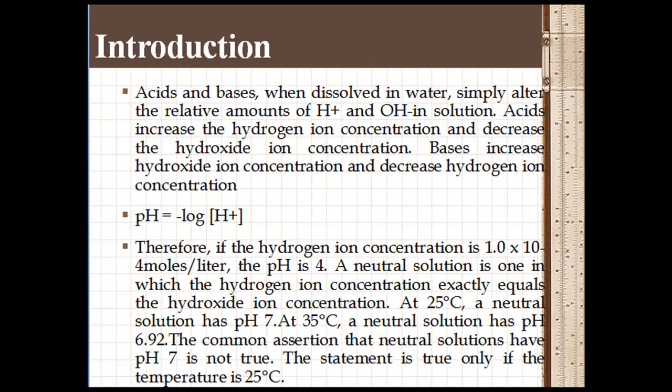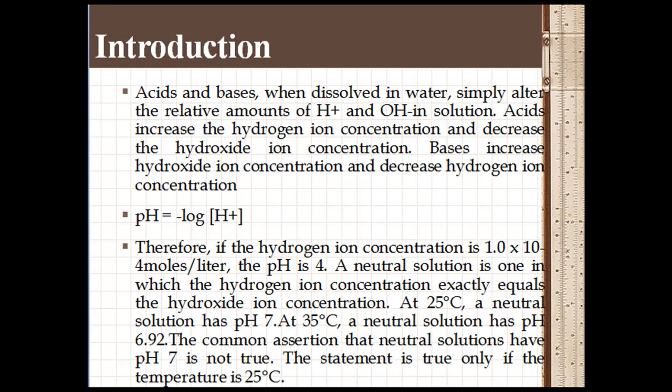Acids and bases, when dissolved in water, simply alter the relative amount of hydrogen ion and hydroxide ion in a solution. Acids increase the hydrogen ion concentration and decrease the hydroxide ion concentration, while the bases increase the hydroxide ion concentration and decrease the hydrogen ion concentration. pH is another way of expressing the hydrogen ion concentration. pH is defined as the negative logarithm of hydrogen ion concentration at base 10.